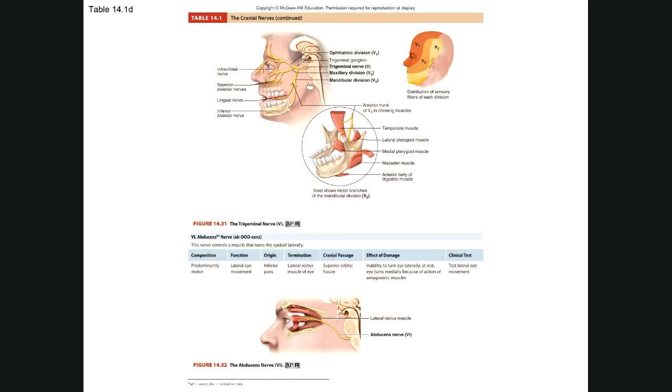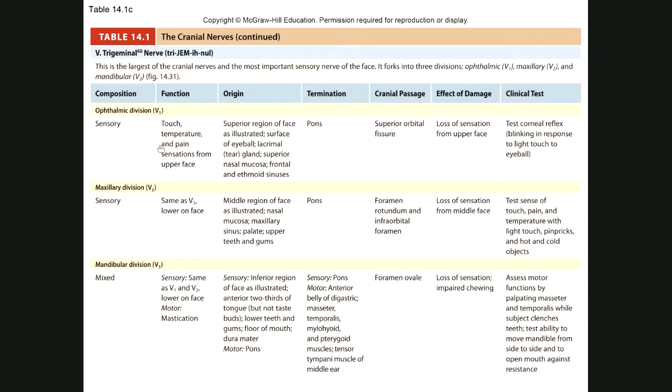So when you feel a tap, a caress, a kiss on your face, an insect somewhere on your face, you're feeling it because of this trigeminal nerve. However, the trigeminal nerve is a mixed nerve. The trigeminal is a mixed nerve. It is sensory as well as motor.